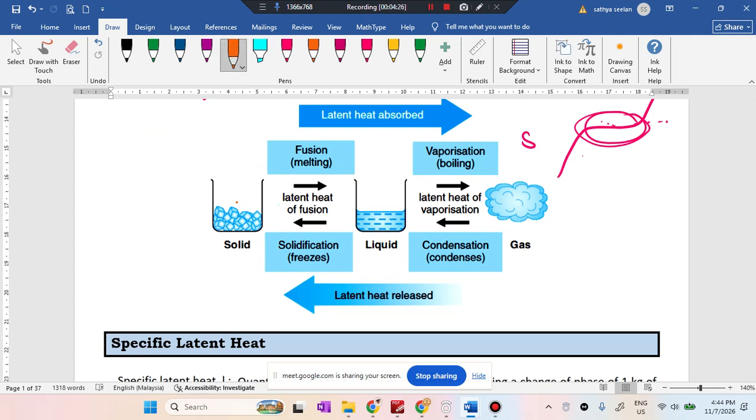Okay, see? The first one, this is solid. This is liquid. Solid going to liquid, we call it melting, right? And liquid going to solid, we call it freezing. This is called specific latent heat of fusion. Fusion does not only mean melting, but also freezing. This we call specific latent heat of fusion.